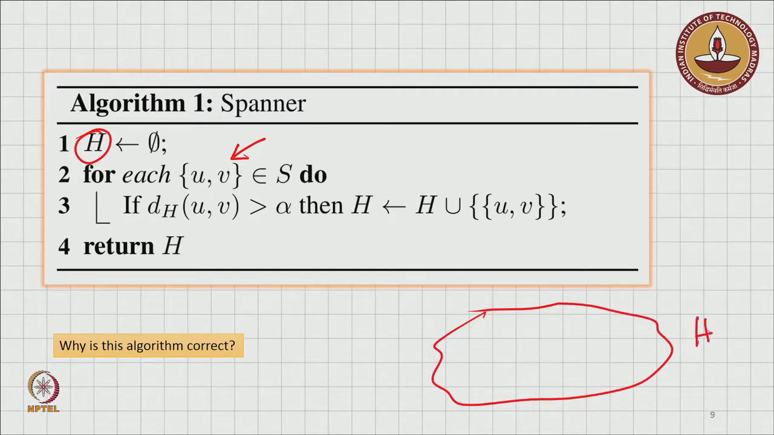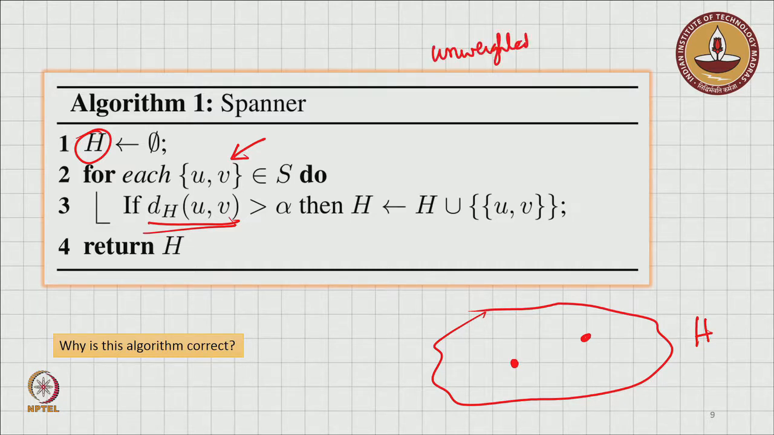Initially this H is going to be empty, and when we get an edge UV, we ask ourselves what is the distance between U and V in the current graph H that we are maintaining. Okay. And just to remind ourselves, we are thinking of this as an unweighted graph.